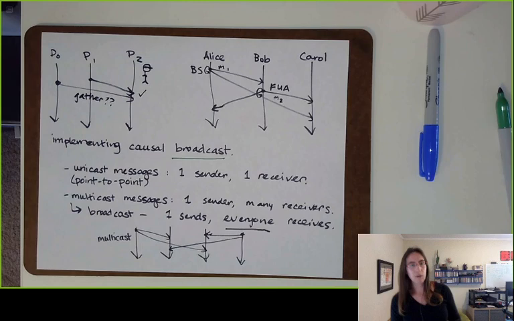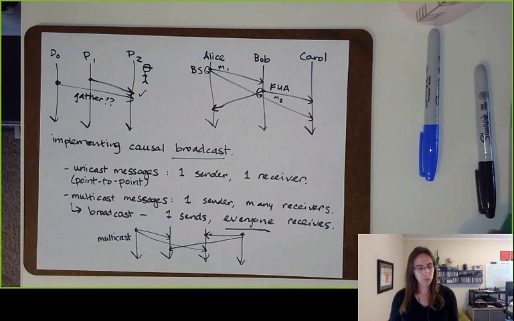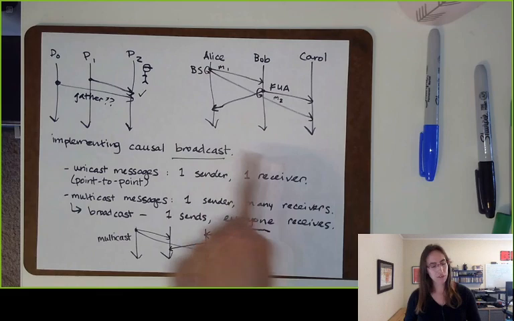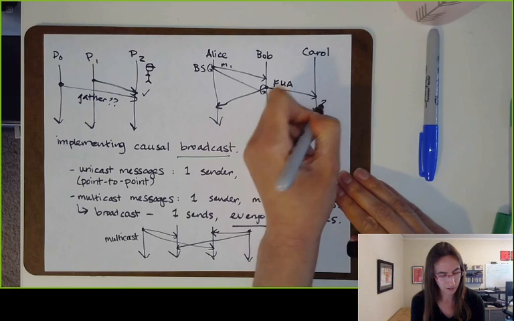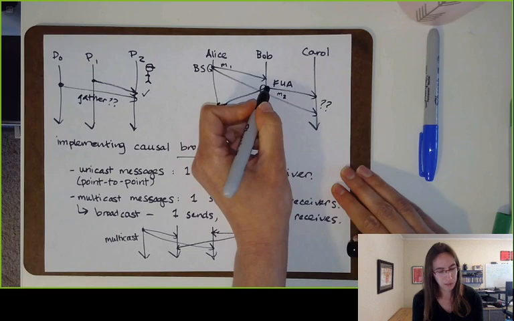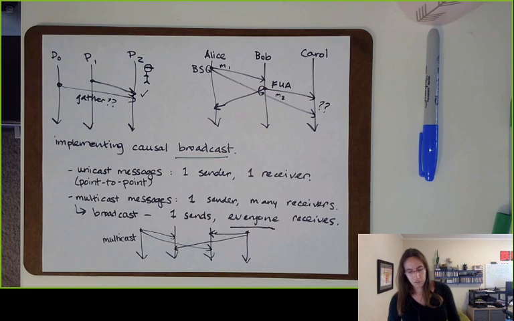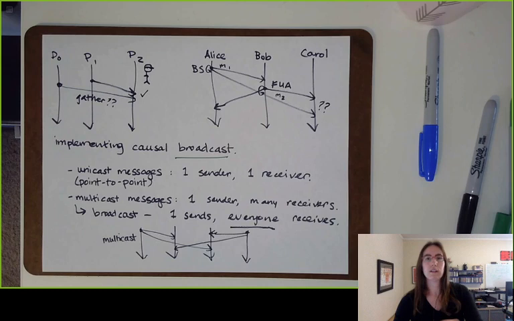Anyway, let's talk about broadcast. So we want to figure out how we can implement an algorithm that will prevent this sort of anomaly from happening. And recall that the bad thing that happens here is Carol's confusion when she gets this message from Bob before she gets the message from Alice that causally preceded it. So this is the part that I'm a little bit uncertain about because I'm teaching this in a different way than I've taught it before. But I'm going to take a stab at it, and we'll see how we do.